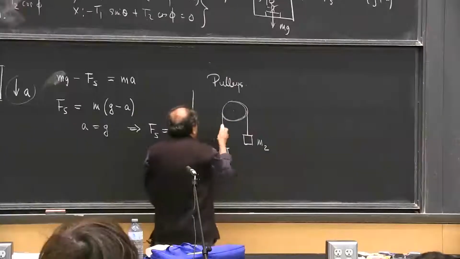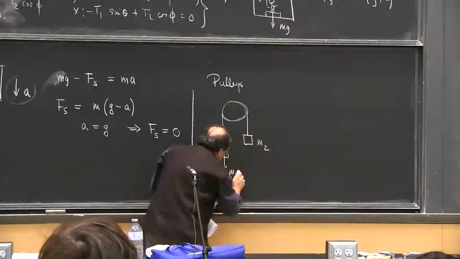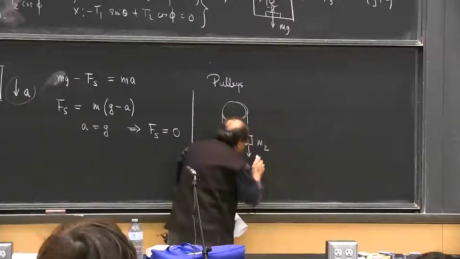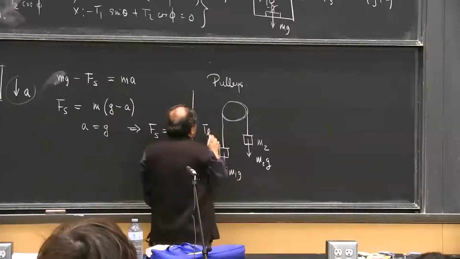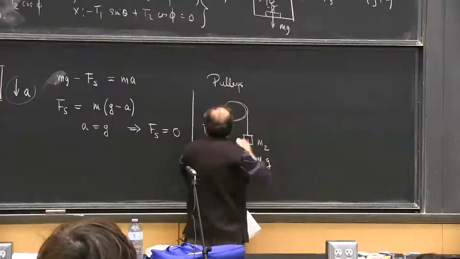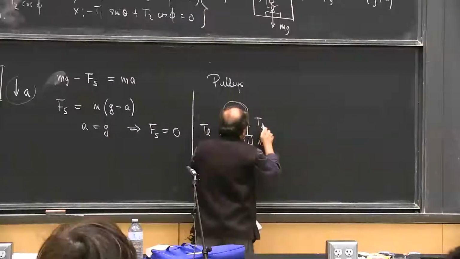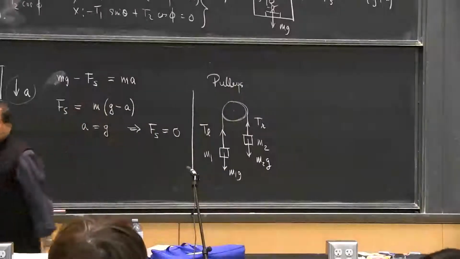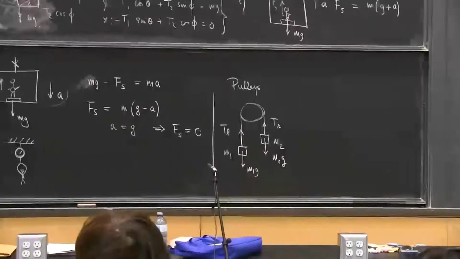Let us say I call this string's tension, so M1G would be downward, right? And M2G will also be downward. I have a tension here, I'll call it T left, and that will be upward because that will be opposing this by Newton's third law. And here there will be a T right that will also be opposing M2G. But if I now tell you that the string is massless, what do you infer from that?